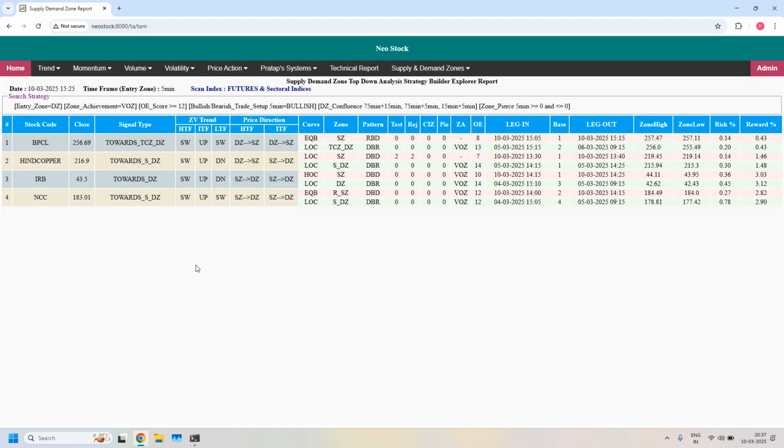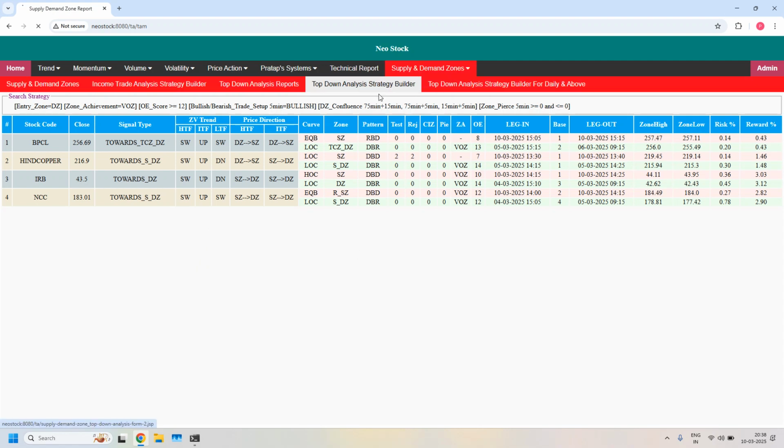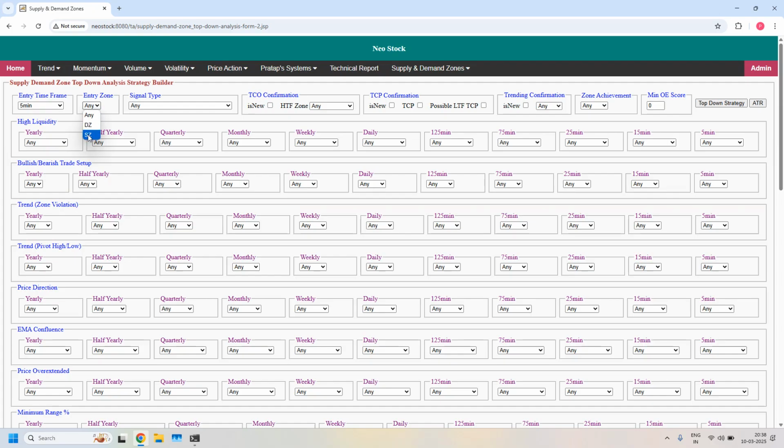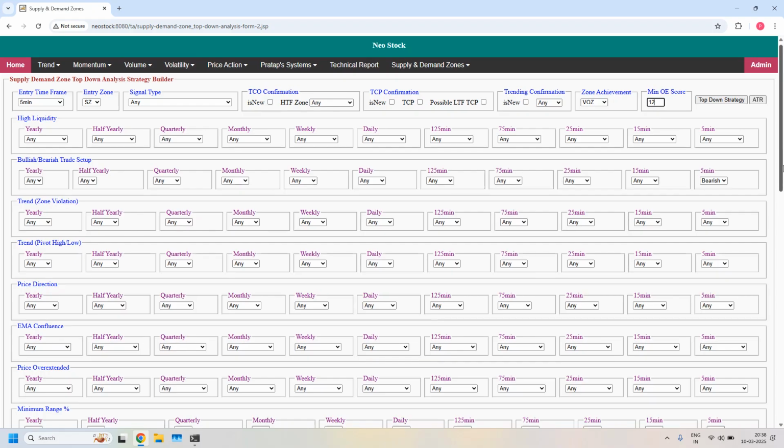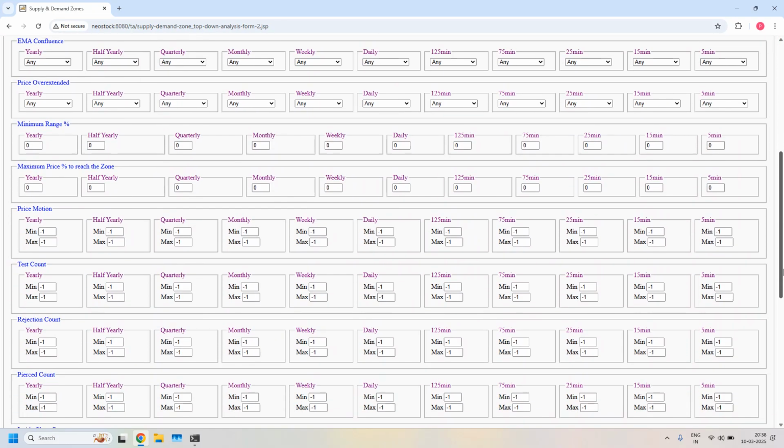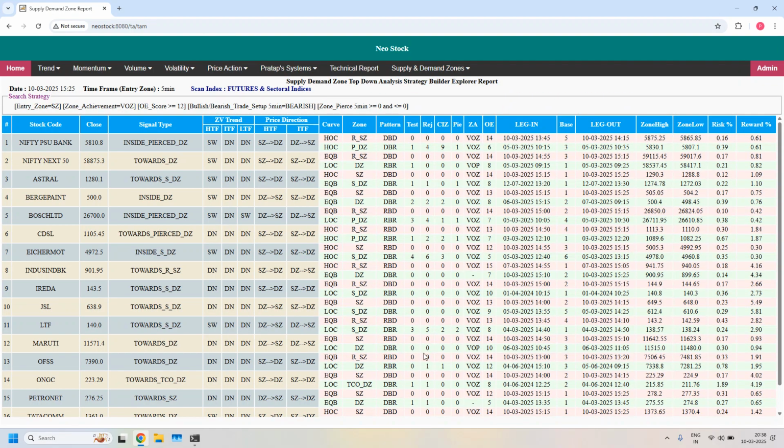Next, we will look into bearish trade setup for hourly income trade. Entry time frame 5 minutes, entry zone, supply zone. In bullish or bearish trade setup at 5 minutes, I am selecting bearish. Zone achievement VOZ, minimum order enhancer score 12, and 5 minute supply zone should not be pierced. So in the pierced count at 5 minutes time frame, I am setting minimum value 0, maximum value 0. With these filters, we got 17 stocks. So first 15 stocks in the list.